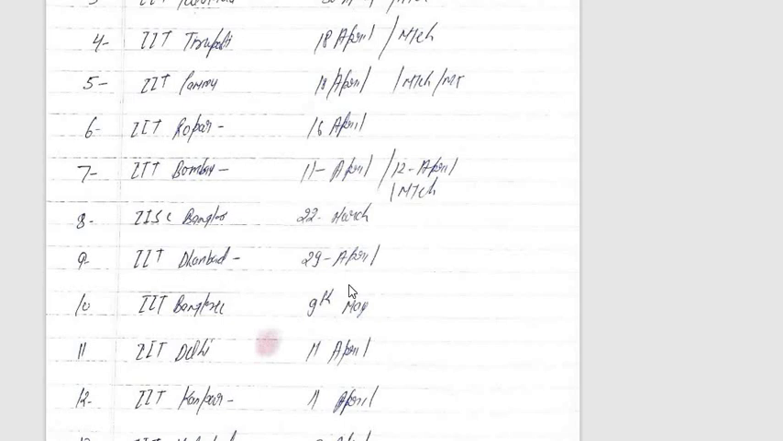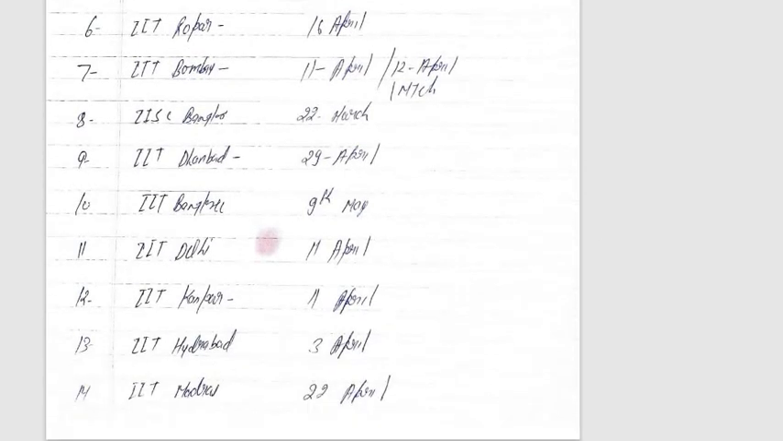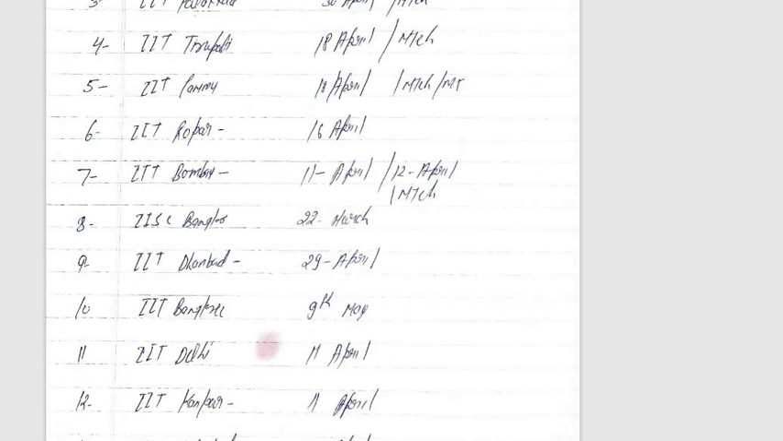IIT Dhanbad, 29th April. Triple IIT Bangalore, 9th May. Then IIT Delhi, 11th April. IIT Kanpur, 11th April. Triple IIT Hyderabad, 3rd April. And IIT Madras, 22 April. Okay. And this is IIT Hyderabad, that is 3rd April. These are the IITs that have opened forms. You can go and apply.